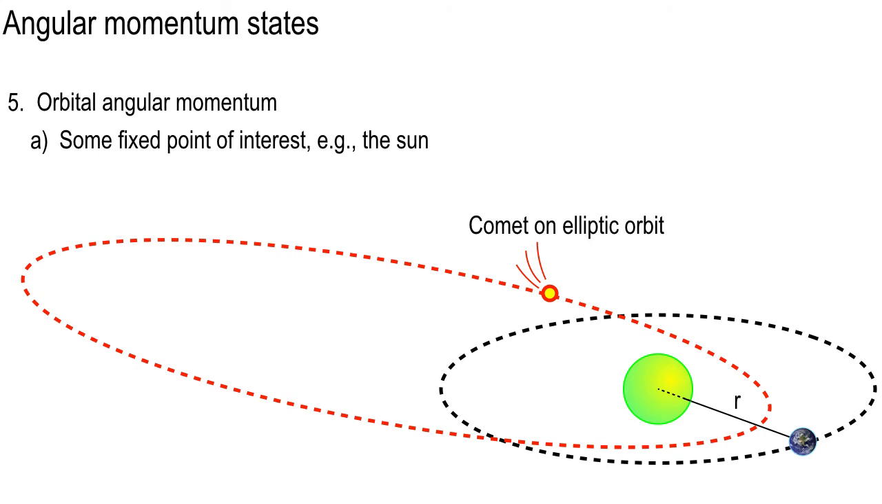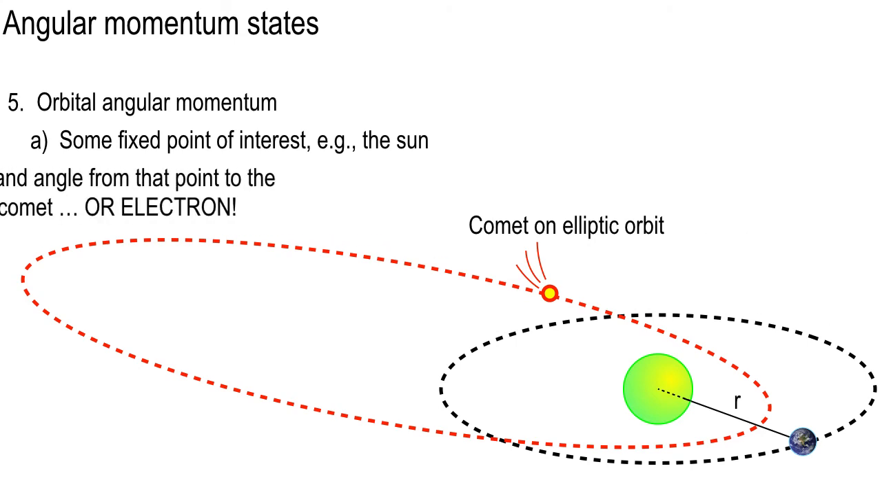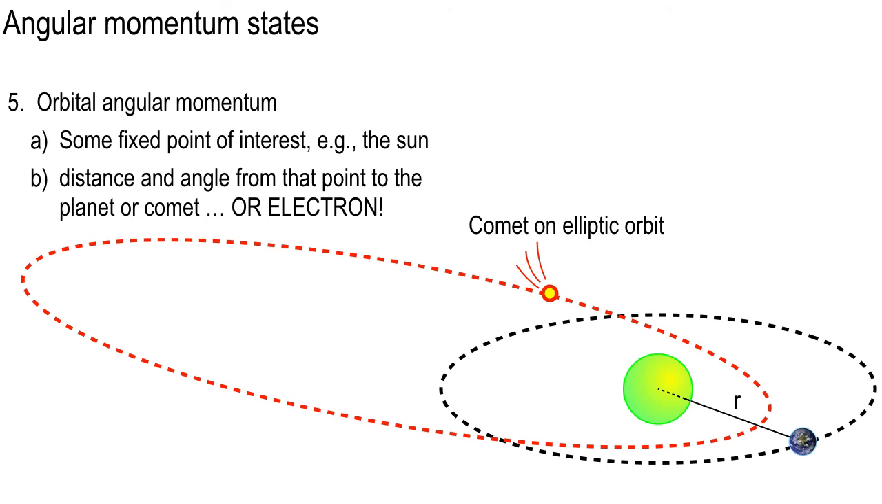You could be doing the same thing and study the angular momentum state of a comet going around the sun. And there are a lot of astronomers, or planetary physicists as they call themselves, in our department that work really hard on comets. So they have to know the angular momentum state, because the angular momentum state tells you a lot about the solar system, actually. So the thing you want to figure out is the distance or angle from that central point, i.e. the sun, out to the planet or the comet.